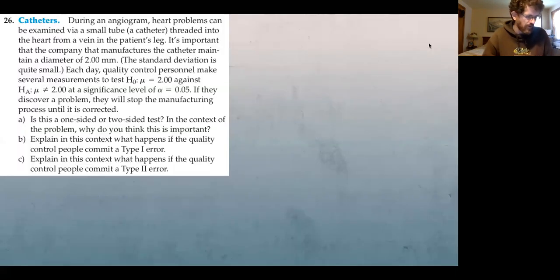Okay, so we are looking at angiograms, or during an angiogram, that is. Heart problems can be examined via a small tube called a catheter threaded into the heart from a vein in the patient's leg. It's important that the company that manufactures the catheter maintain a diameter of 2 millimeters, and the standard deviation is very small. Each day, quality control personnel make several measurements to test the null hypothesis that the mean is 2 millimeters against the alternative hypothesis that it's not equal to 2. And there's significance level 0.05. If they discover a problem, they will stop the manufacturing process until it is corrected. So the first question is, is this a one-sided or two-sided test?